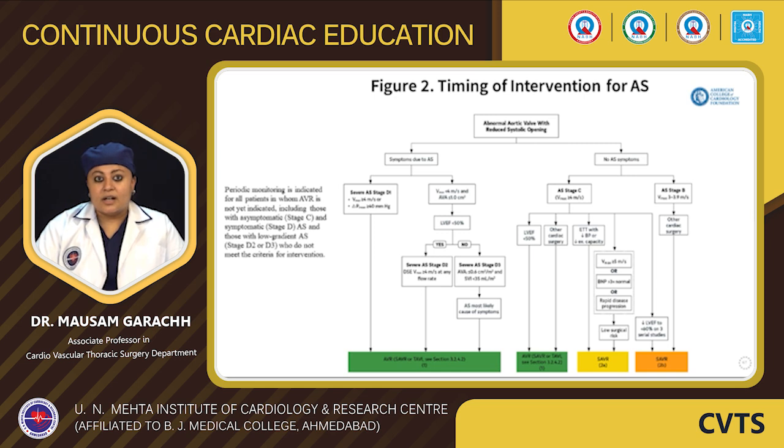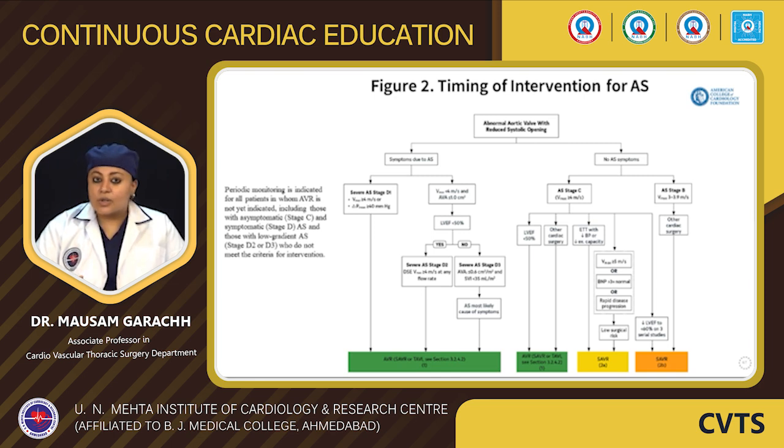if at all yes, then it is severe aortic stenosis stage D2, then we have to do the dobutamine stress echo. If the velocity increases to more than 4 meters per second at any flow rate, then we have to opt for aortic valve replacement.